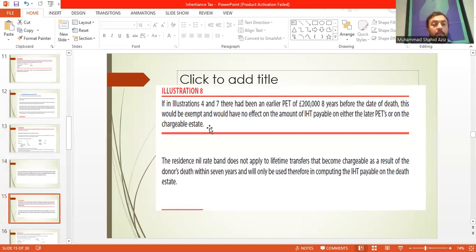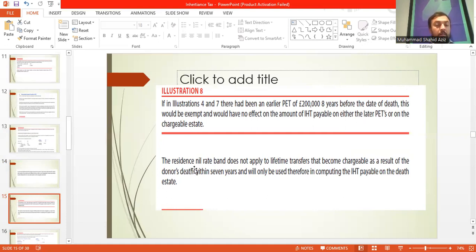Illustration number 8 we will note now. If in illustrations 4 and 7 there had been an earlier PET of 200,000 pounds 8 years before the date of death, this would be exempt and would have no effect on the amount of inheritance tax payable on either the later PETs or on the chargeable estate.